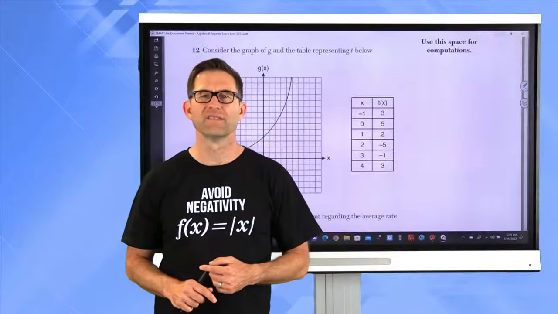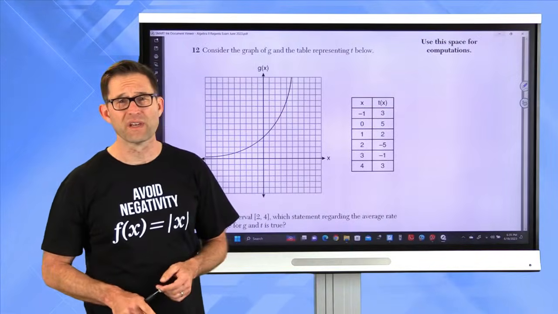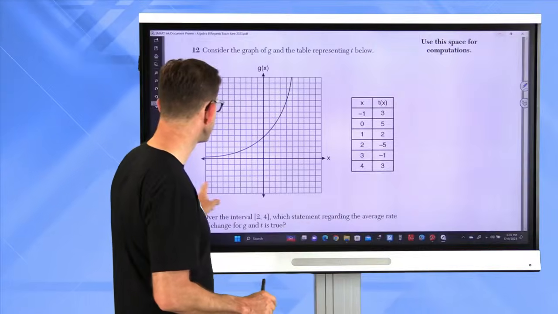I hate it when they use T as the name of a function. It's almost always an input variable. Anyway, whatever, that's just me.